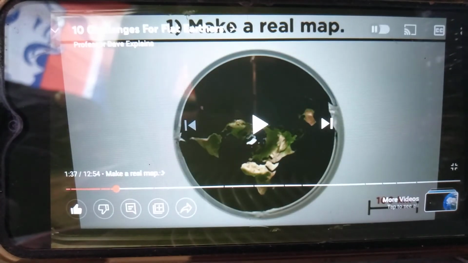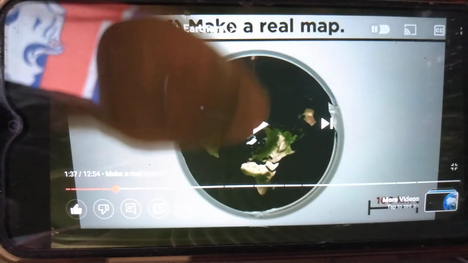For example... By the way, that's the same flat earth map on the UN logo that flat earthers say is proving a flat earth.